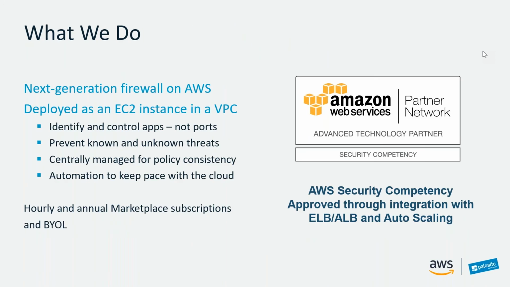So what we do is a next generation firewall on AWS. A common question is, how are we deployed? We are an EC2 instance deployed in your VPC. Our core capability is detecting the application, not the port, and then allowing you to set policies on that application to control traffic moving in and out of that VPC, and then preventing threats within that application flow.